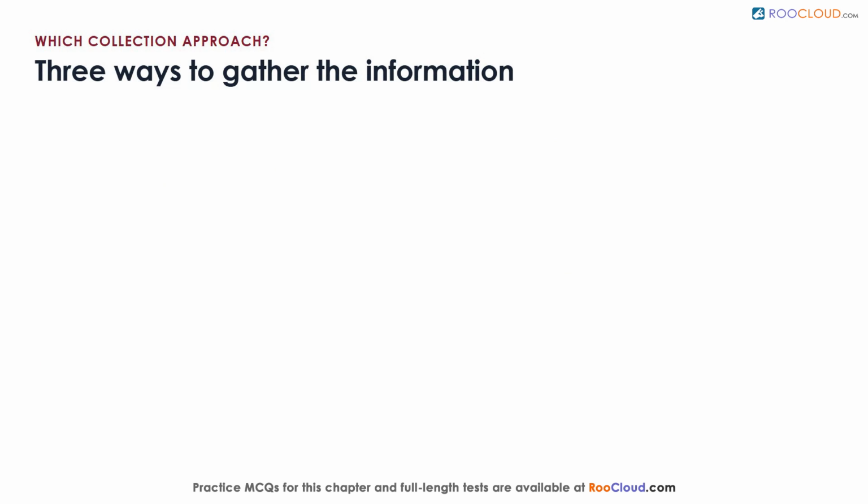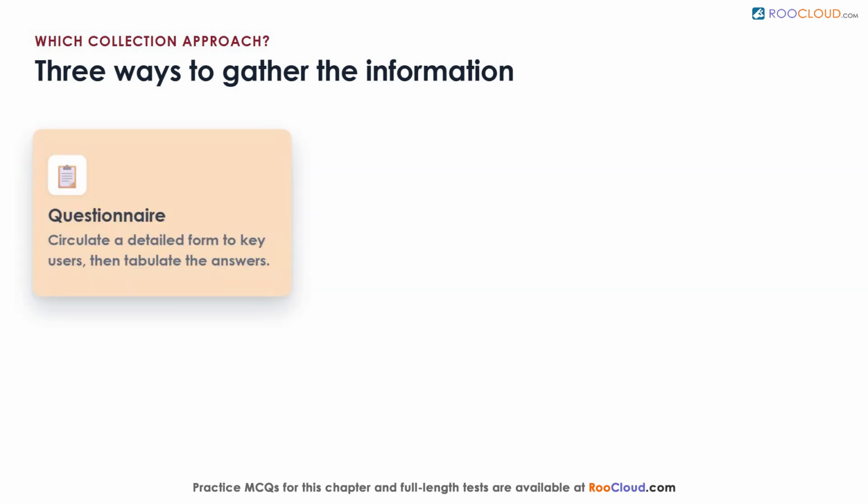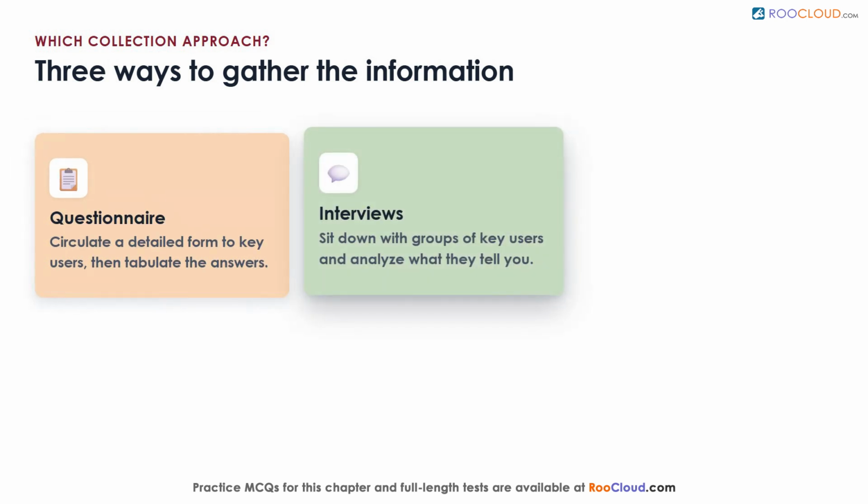How do you collect all this information? There are three popular approaches. The first is a questionnaire. You circulate a detailed form to key users, then tabulate the answers. The second is interviews. You sit down with groups of key users and analyze what they tell you.